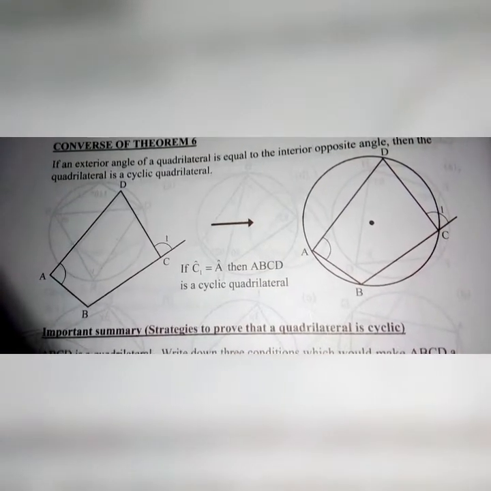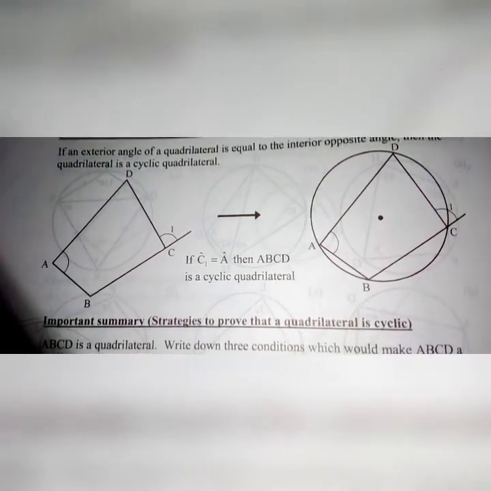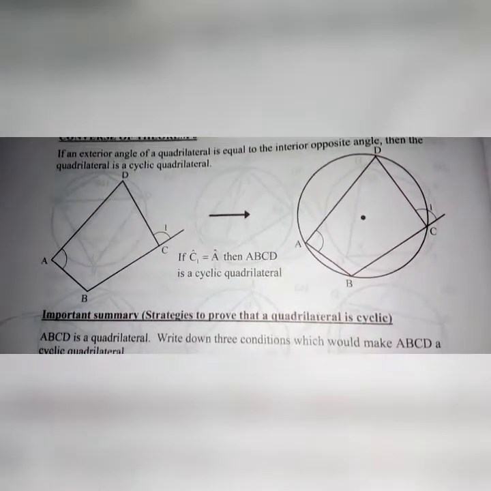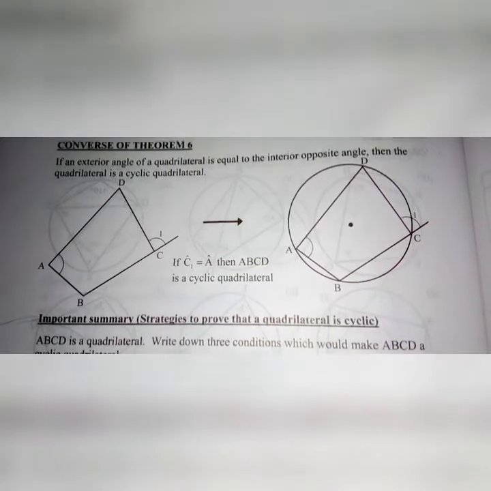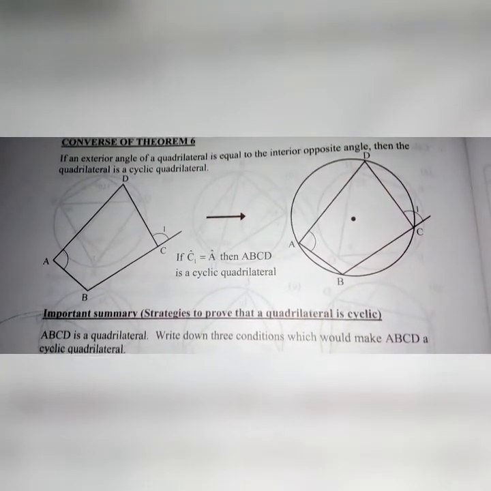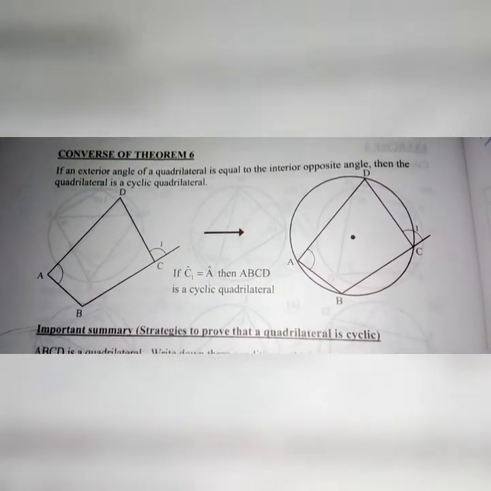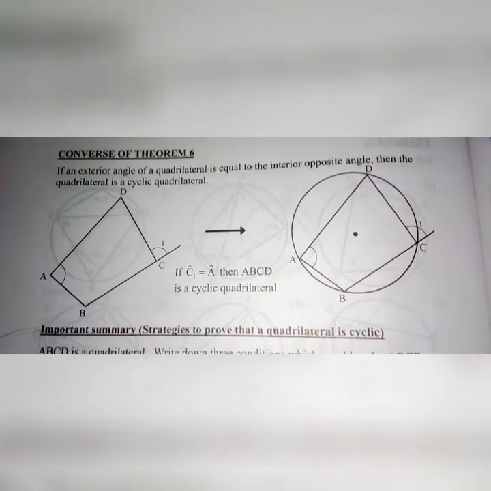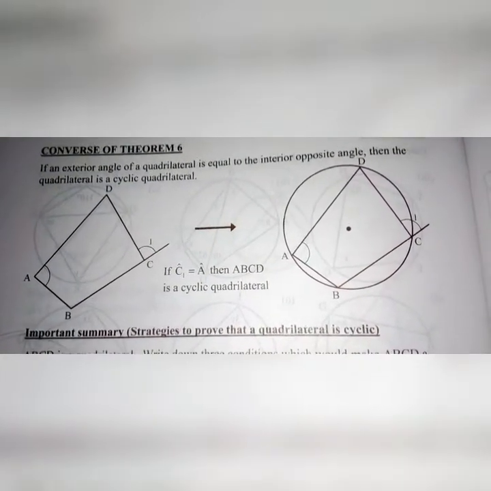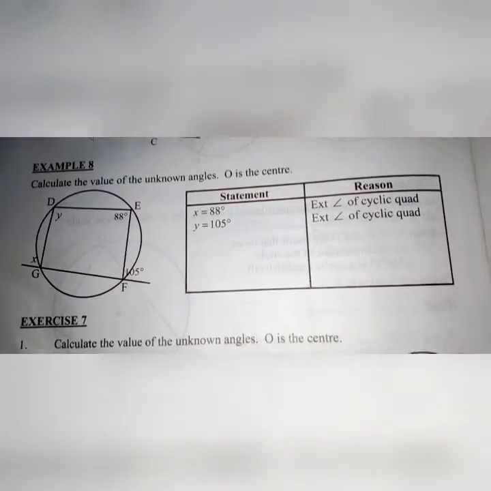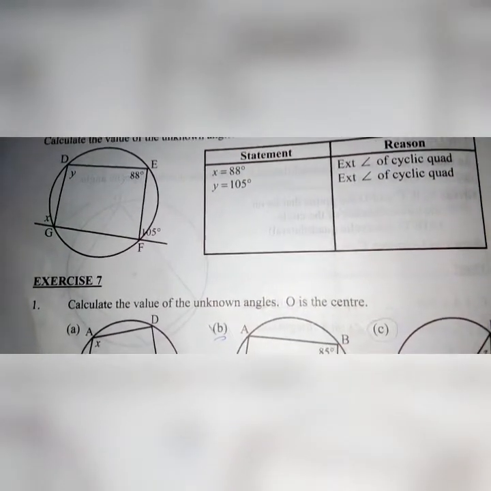It says, if an exterior angle of a quadrilateral is equal to the interior opposite angle, then the quad is a cyclic quadrilateral. So here, you're told that you have an exterior angle that is equal to the interior opposite angle. So if you're told that, that means you have a cyclic quad. Let's take a look at an example.